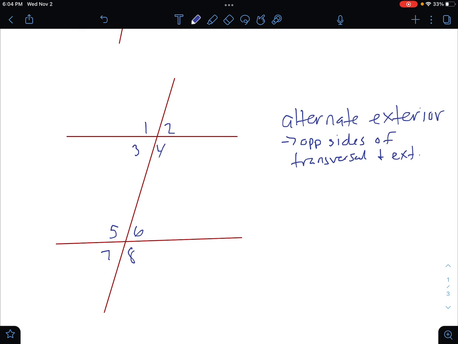So if we name some, we could have angle 1 and angle 8. So that'd be this guy and this guy. They're diagonal from each other and they're exterior. Or we could have angle 2 and angle 7, which would be this guy and this guy. They're exterior and diagonal, opposite sides of the transversal.